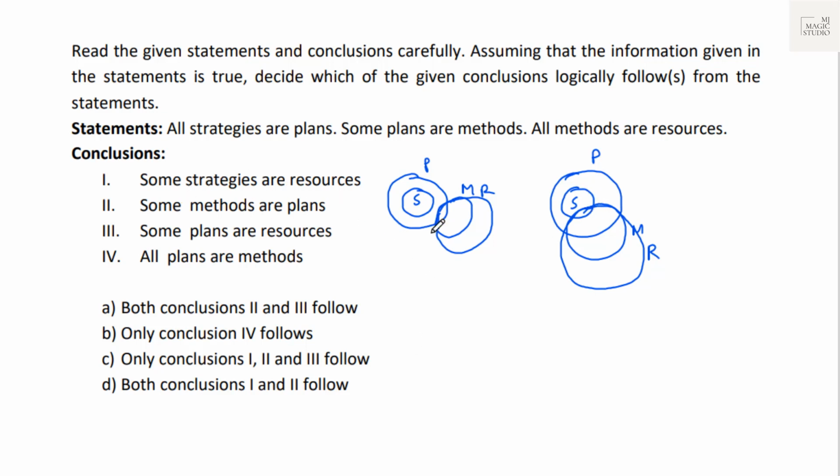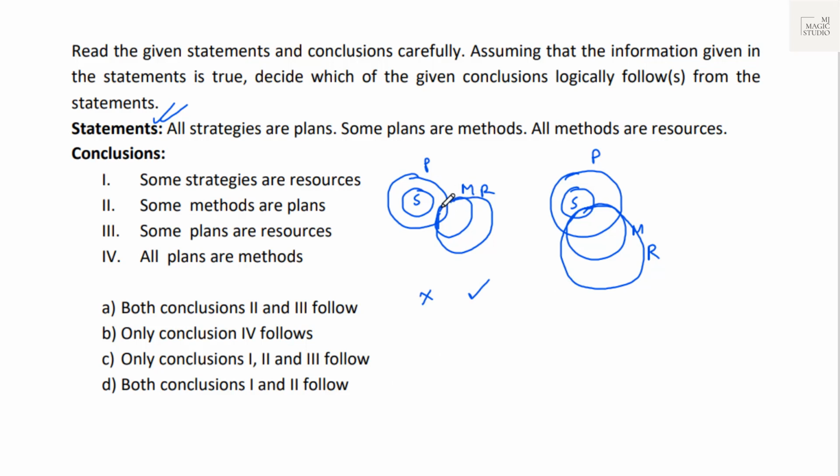Now, if a conclusion is correct, it should be correct with both the Venn diagrams, because both the Venn diagrams are correct as per the statements given. Some strategies are resources. Here we can see that no strategy is resources. That means this is not applicable in the first one, but it is applicable in the second one. And hence the conclusion is not true.